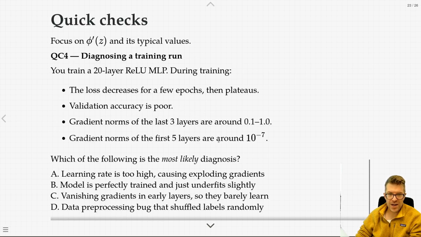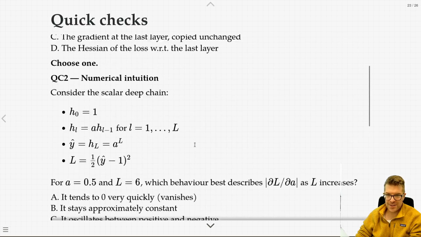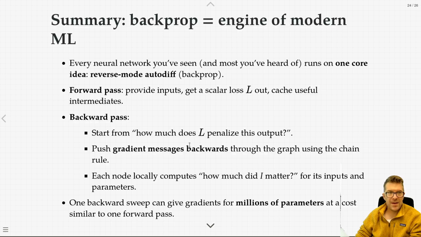Here are your quick checks. No mathematical weirdness I can see, thank goodness. Here's our summary, which I kind of felt I've gone over before. I'll go over it again.